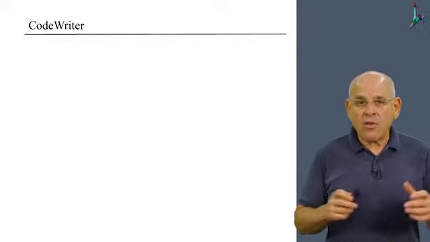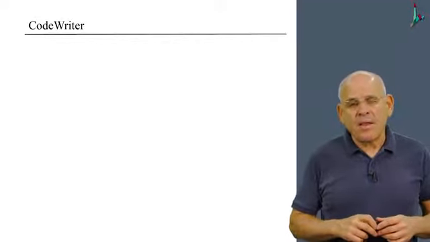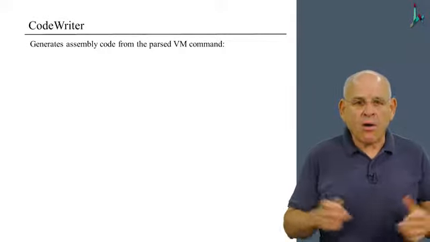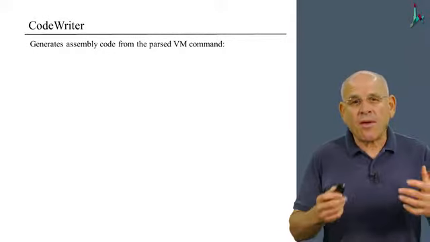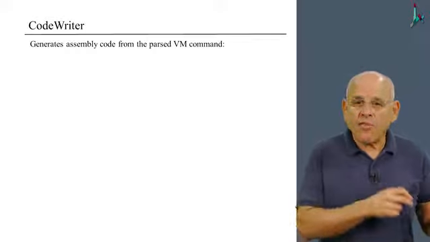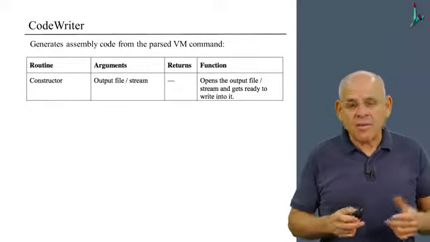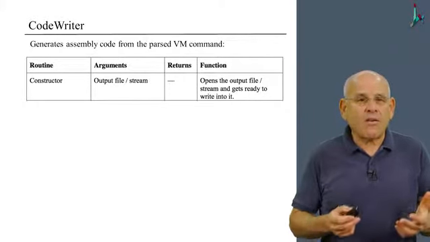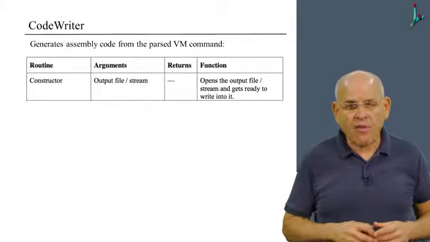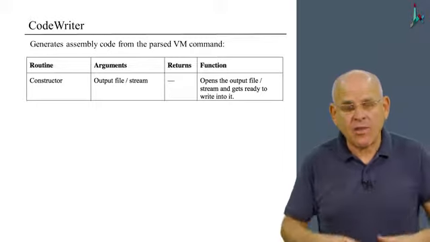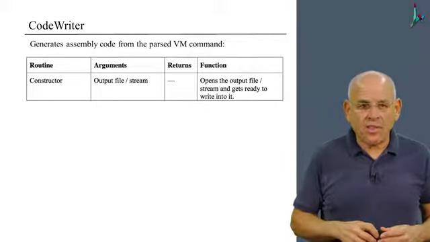Moving along, here's the code writer API. This class, or this module, is responsible for generating the assembly code from the parsed commands. It also has a constructor, and the constructor opens the output file for processing and gets ready to write onto this file.